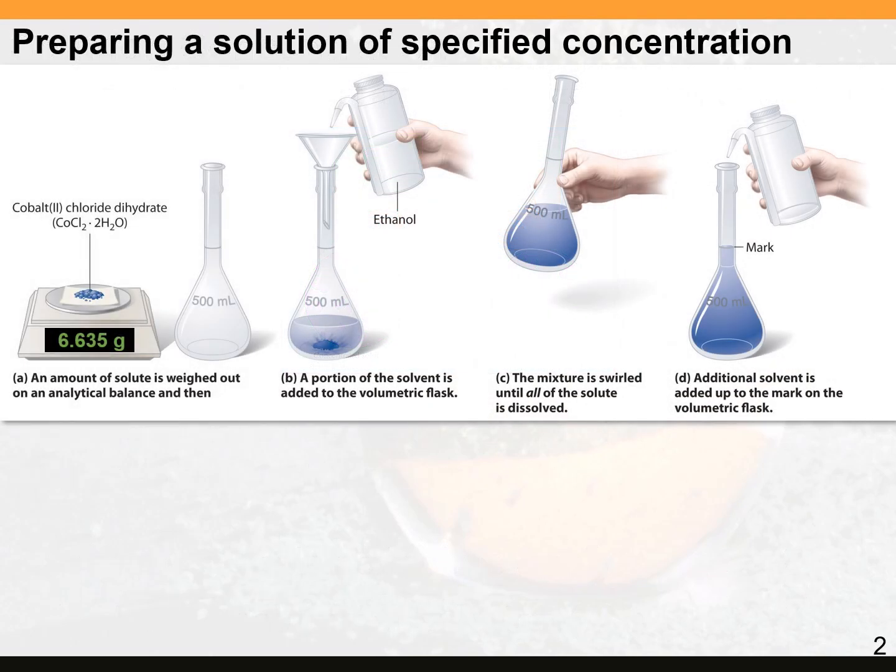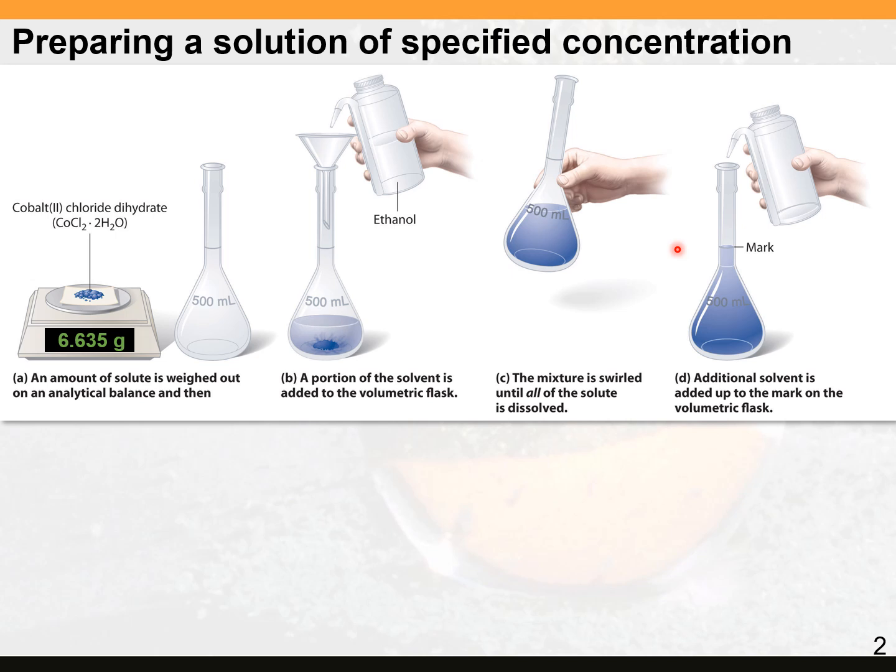To prepare a solution with a specified concentration, the solute is weighed on an analytical balance and transferred to a volumetric flask. Then, a portion of the solvent is added, and the mixture is swirled to completely dissolve the solute. Once the solute dissolves, enough solvent is added to bring the liquid level to the mark on the flask measured from the bottom of the meniscus.